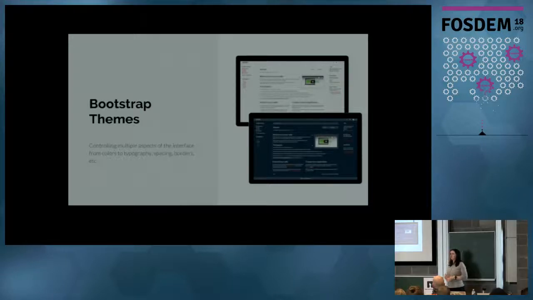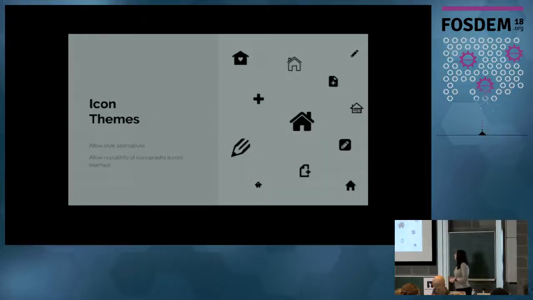But when the Bootstrap framework became more popular, and actually when preprocessors had variables in CSS, then the customizations of the themes became much more complex. So not just colors, but now you could change the typography, you could change the borders, the margins, so a lot of other things besides colors. But one thing that was always missing was the ability to switch the icons.